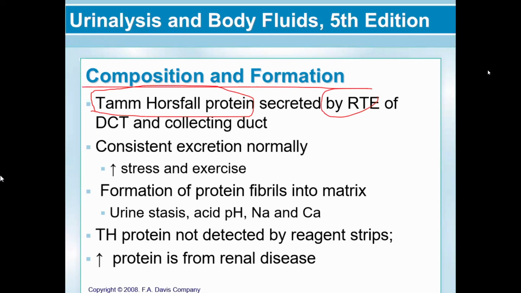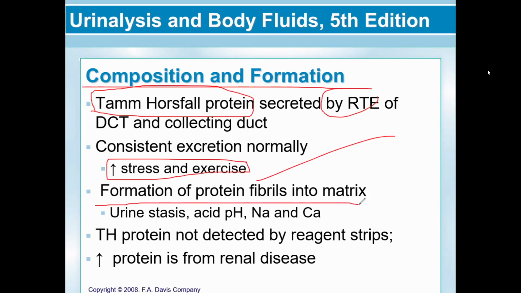Okay, so there's a consistent excretion of your Tamm-Horsfall in normal patients, and this usually increases in stress and exercise. Kaya nga 'di ba, sabi ko sa inyo, in strenuous exercise, pwede tayo merong physiologic appearance ng inyong casts. Okay, so it's non-pathologic. Okay, so formation of protein fibrils into matrix. So these Tamm-Horsfall protein fibrils now will form into matrix. So parang yung supot nung inyong casts.